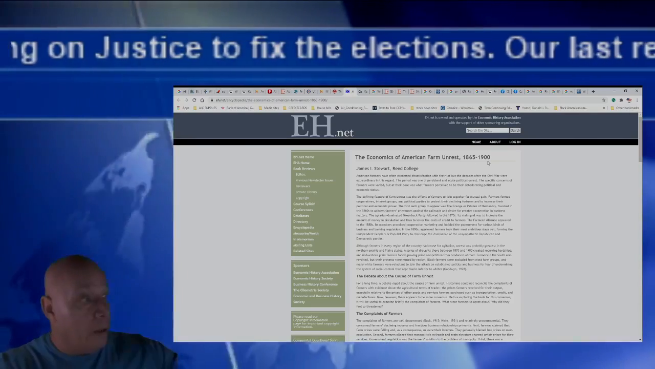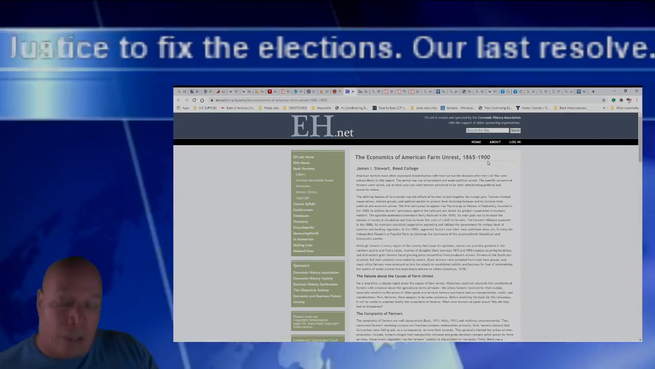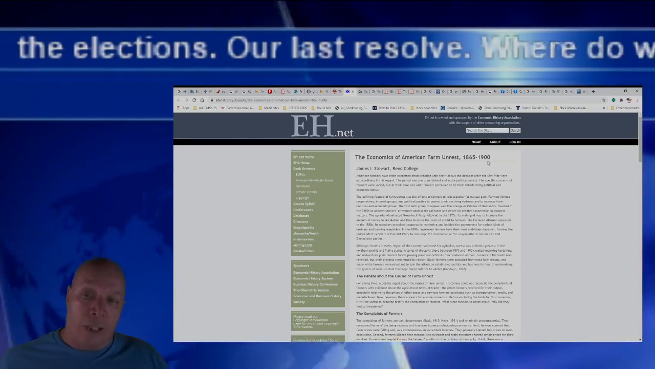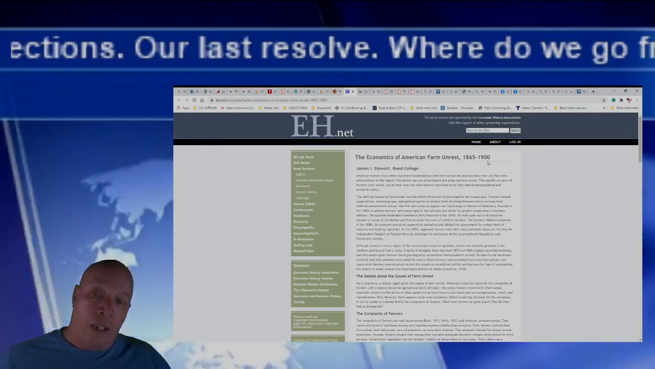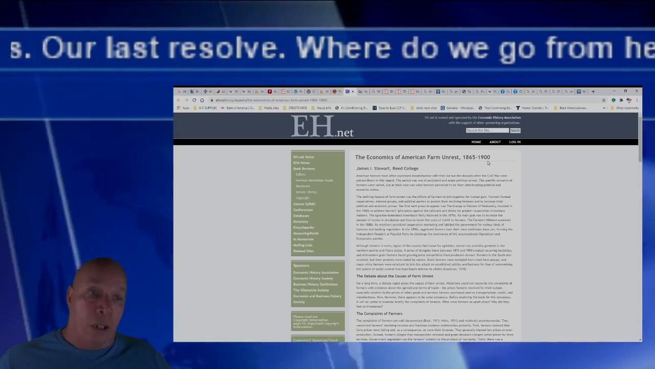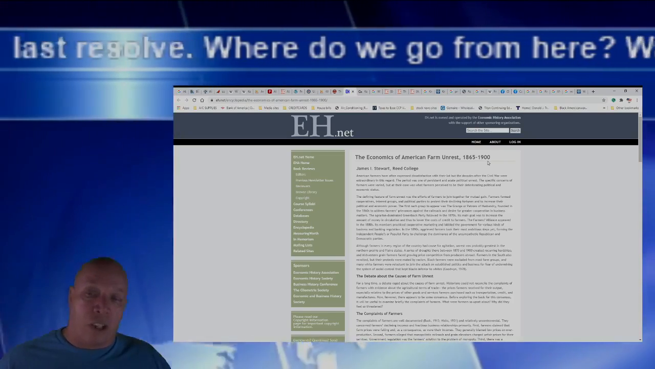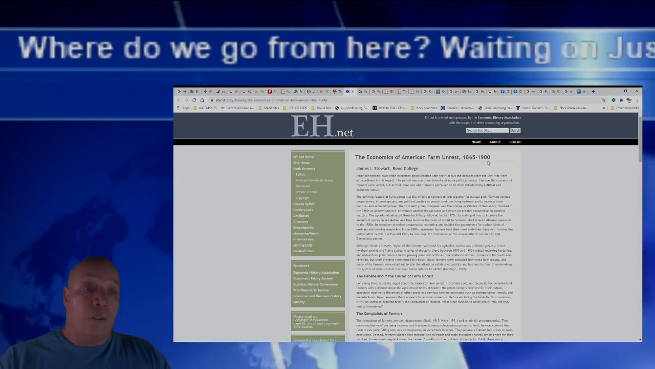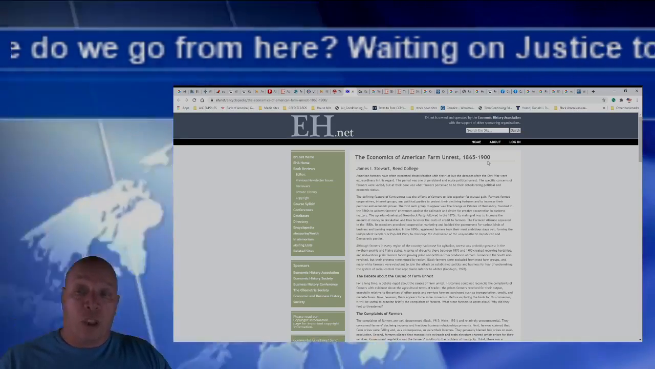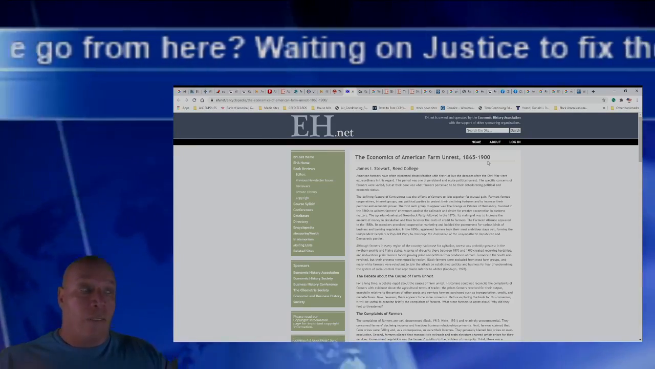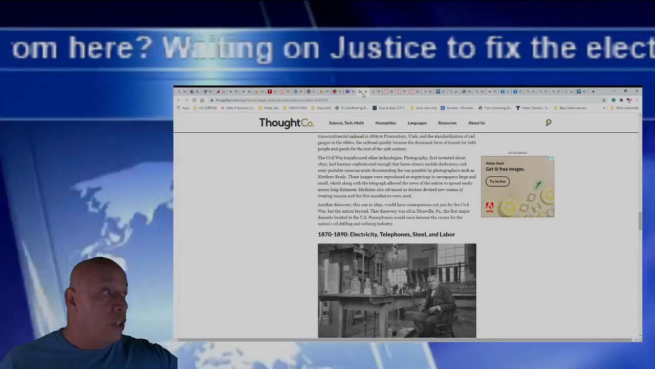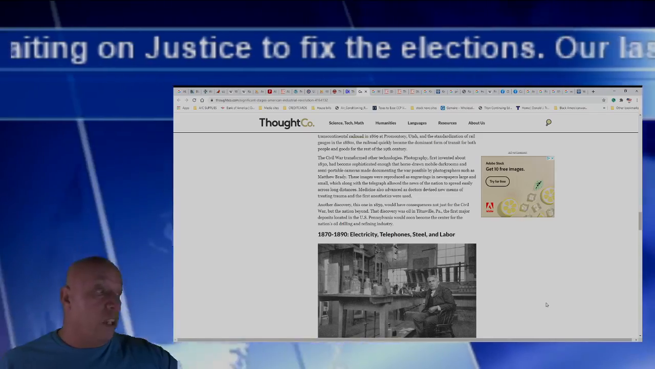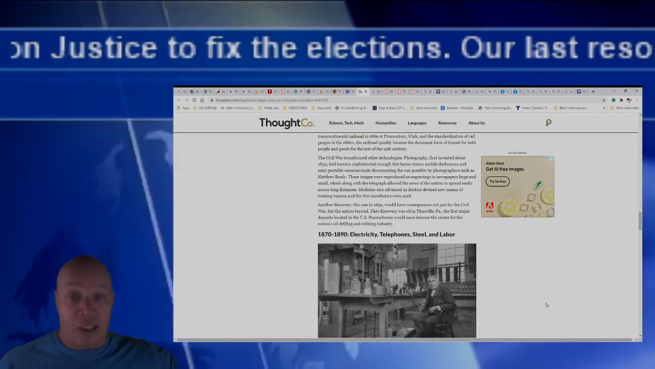Now, here we have the economics of American farm unrest, and this was during 1865 to the 1900s. This is important, because now we're going to get back on track to the effects of the Democrats being readmitted back into our government, and them forming the Ku Klux Klan, and how it started to affect America. During the whole progress up to the Civil War, America was entering into an economic boom in this nation. Following the Civil War, that economic boom took off within the farming districts, out of just incredible innovations and technology advancements. We had in the 1870s to 1890s electricity, telephone, steel, and labor, as they say.